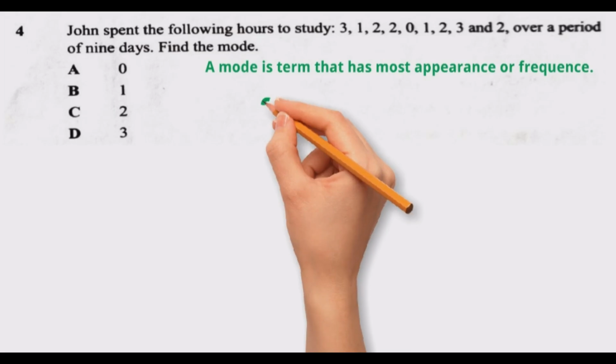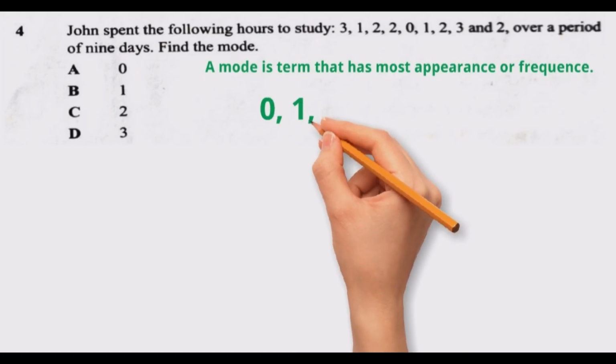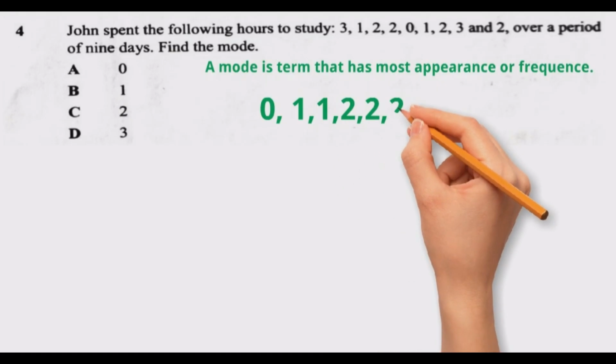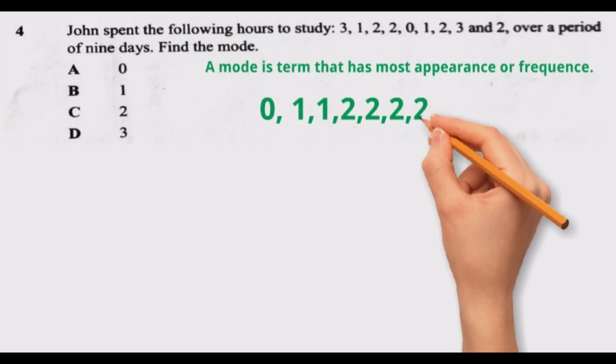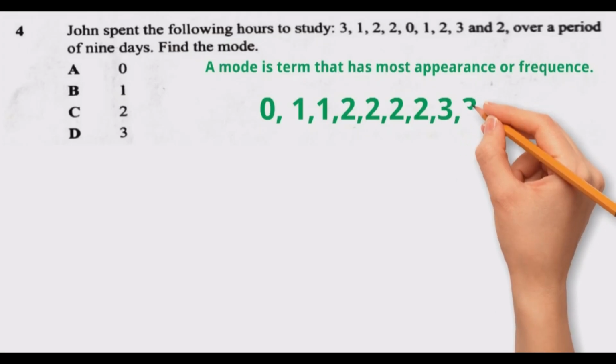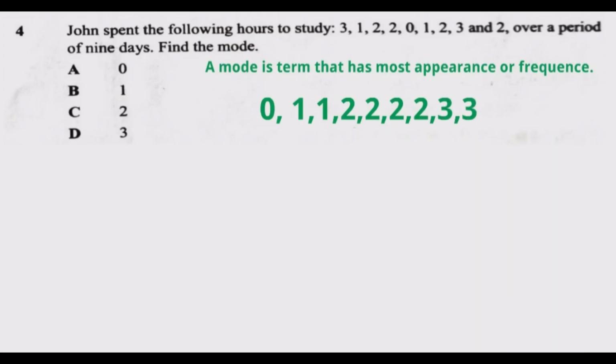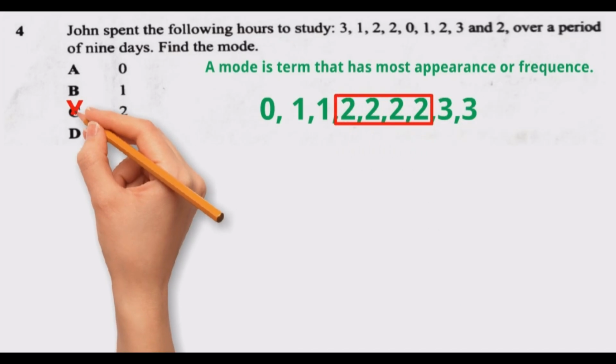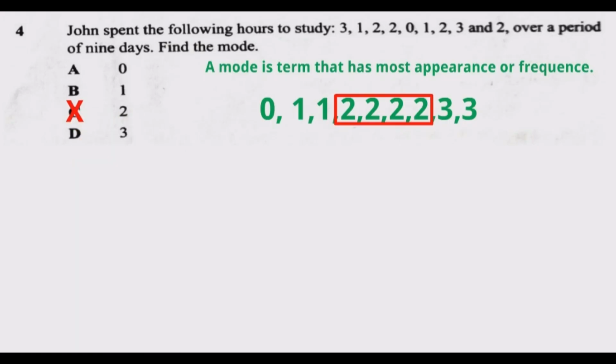So we'll start with the 0. There is only one 0, then there are 2 1s, so I'm going to write 2 1s there. Then there are 4 2s, and then there are 2 3s. Now I've arranged these numbers in order, so it's easier for us to count them. 0 appears once, 1 appears twice, 2 appears 4 times, and 3 appears 2 times. So the number with the most appearances is 2, so the correct answer is C, which is 2.